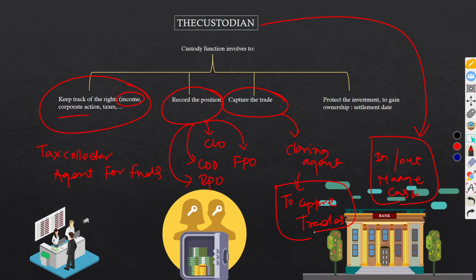So as a fund manager, you can send instructions to the bank, and the bank will arrange or process payments on your behalf. This function is also something you would see under the custodian business line.